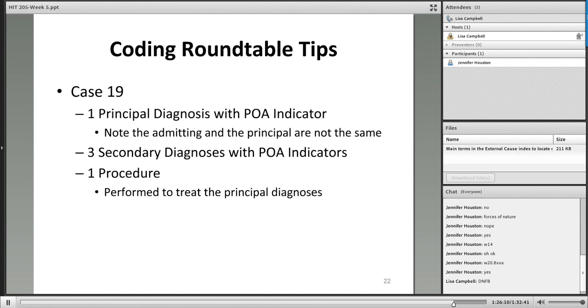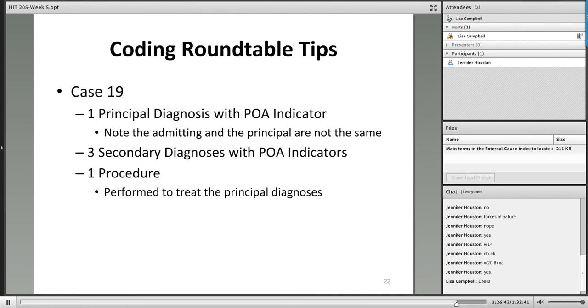So here you'll notice that I mentioned that the admitting diagnosis and the principal diagnosis are not the same, and that is true because the admitting was a torsion of the testicle. The principal is torsion of the appendix of the testicle, because now after study we have more specificity about the torsion of the testicles.